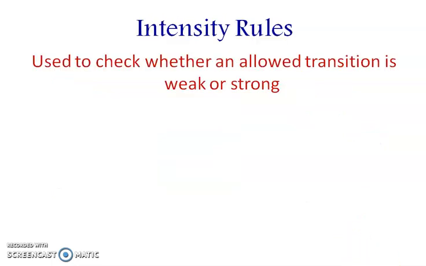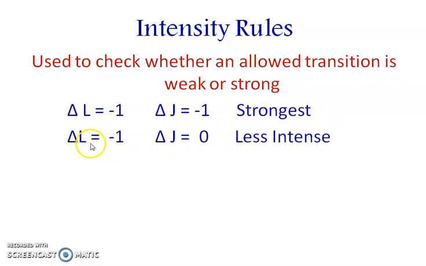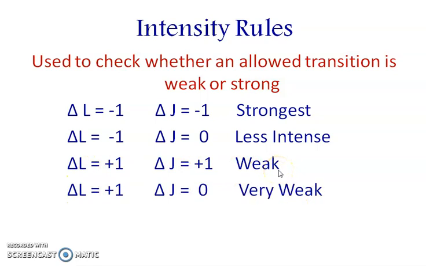Next we go to the intensity rule. Once a transition is allowed, we check whether the transition is going to be weak or strong. We take two quantum numbers, del L and del J. When del L is minus 1 and del J is minus 1, we call that transition the strongest. When del L is minus 1 and del J is 0, we call the transition less intense. When del L is plus 1 and del J is plus 1, the transition is weak.